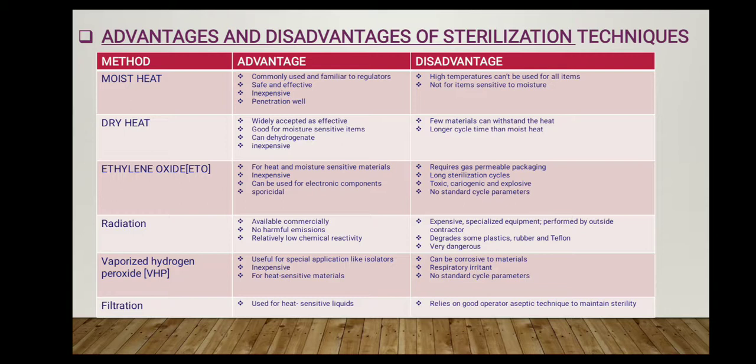and very dangerous. Vaporized hydrogen peroxide, advantages are useful for special applications like isolators, inexpensive for heat sensitive materials. And disadvantages for vaporized hydrogen peroxide: can be corrosive to materials, respiratory irritant, no standard cycle parameters. Filtration sterilization, advantages are used for heat sensitive liquids, and disadvantages for filtration are reliance on good operator aseptic technique to maintain sterility.